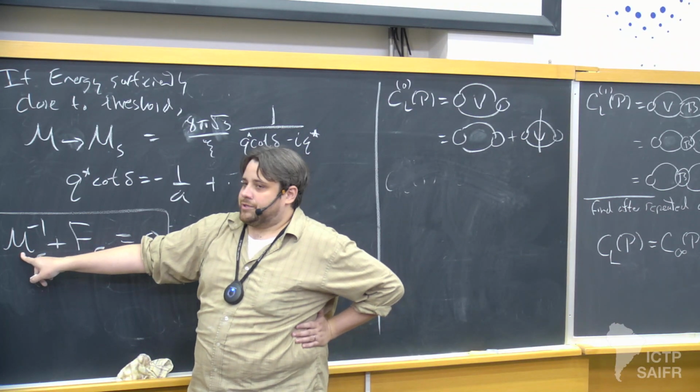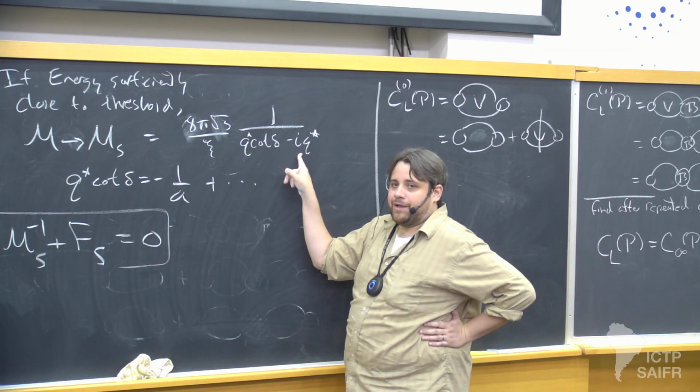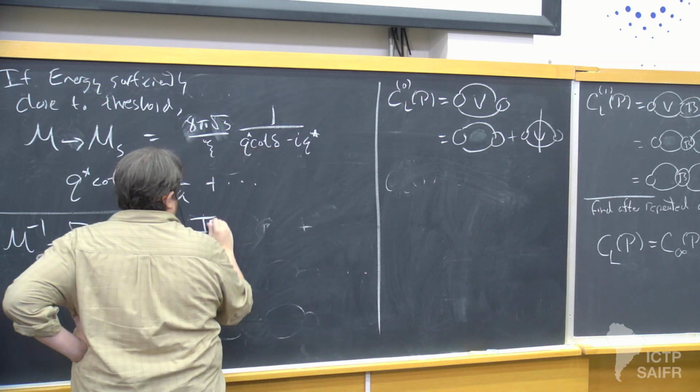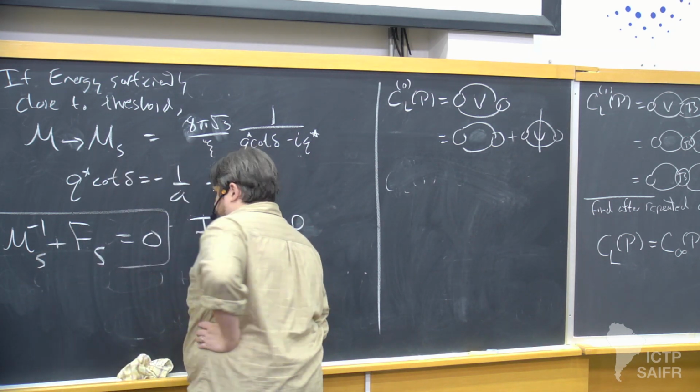The scattering amplitude has an imaginary part coming from the two-particle phase space that you saw in the K matrix representation. So imaginary part of M inverse equals minus rho.